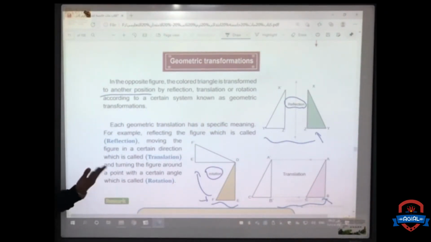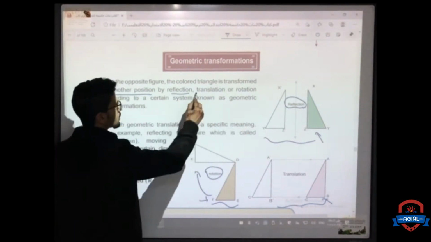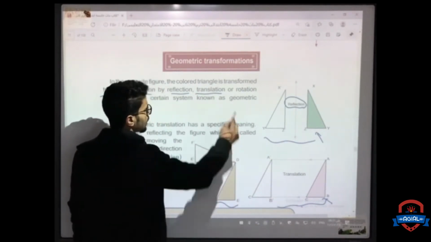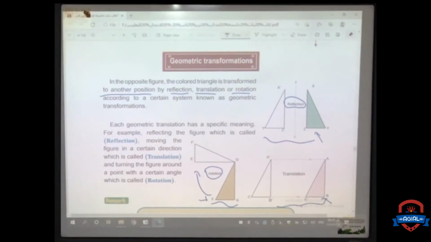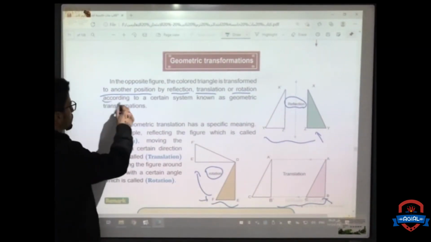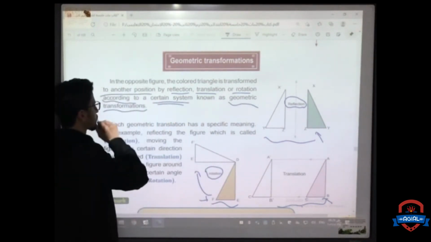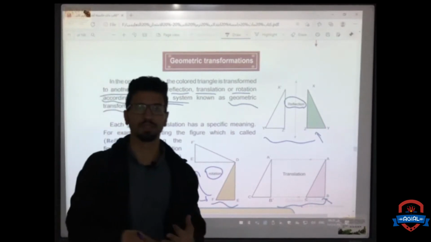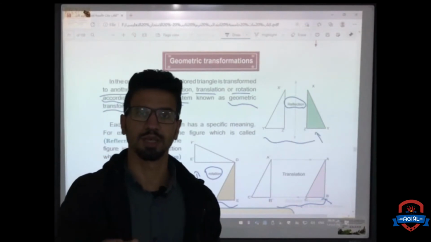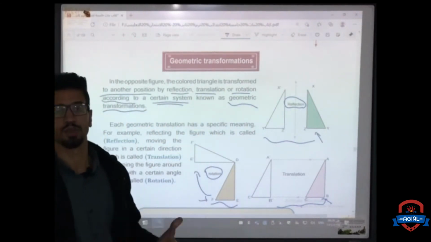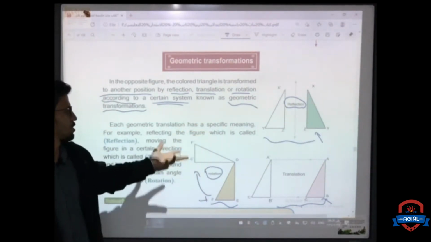So we have these three geometric transformations: reflection like the first figure, translation like this figure, and rotation like the yellow triangle. These three transformations follow a certain system known as geometric transformations. So we have three geometric transformations: the reflection, the rotation and the translation. So let's learn the meaning of these transformations.